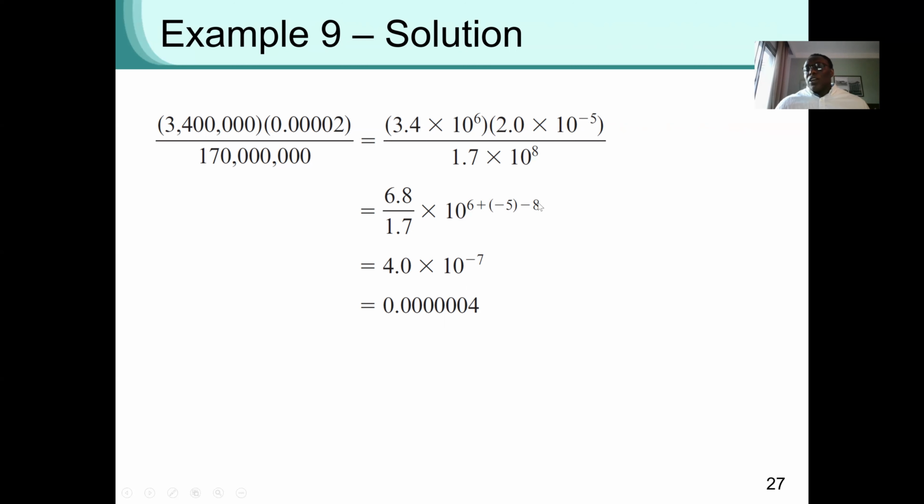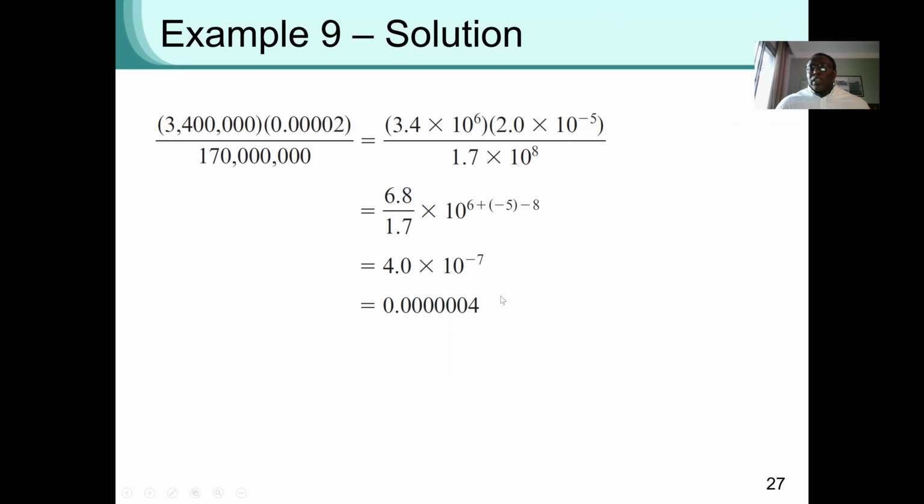So here we use the exponent rule. Now when we have 6 plus negative 5, this gives 6 minus 5, which gives positive 1. Then 1 minus 8 will give me negative 7. So finally, our answer will be 4.0 times 10 to the power negative 7. This is in scientific notation.